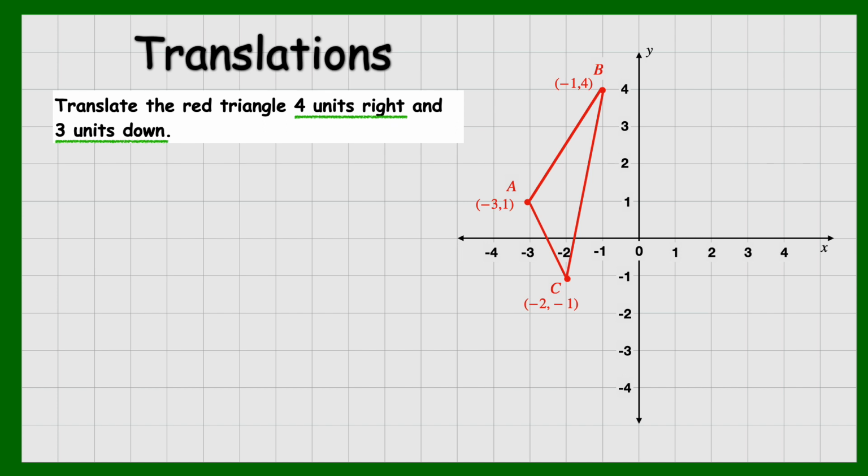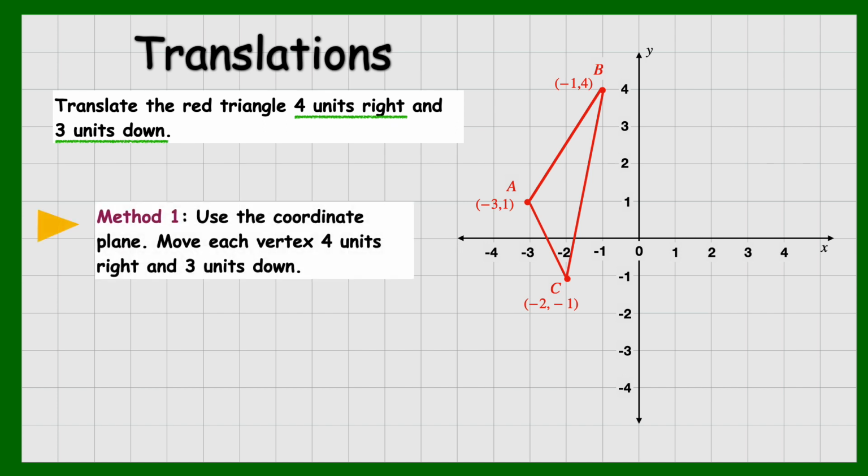There are 2 different methods that we can use. The first method is to use the coordinate plane or grid. Let's start at the top vertex with point B. We need to move 4 units to the right and then we need to move 3 units down. This new point is the image of point B, so we label it point B prime. The symbol to the right of the letter indicates that word prime that I used to describe it.